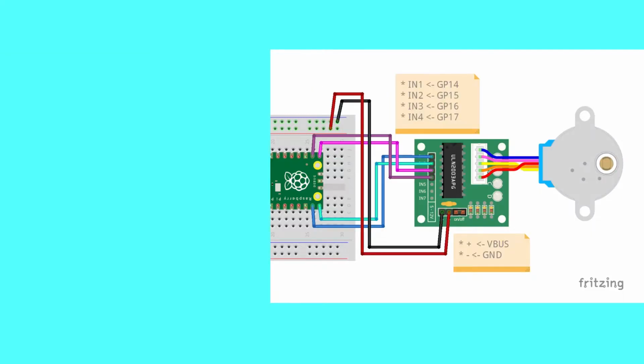For the connections between the Raspberry Pi Pico and ULN2003 board, connect IN1 to IN4 to GP14 to GP17 of Pico. Connect positive terminal to VBUS of Pico. Connect negative terminal to a ground pin of Pico. Notice that the connection between the step motor and the ULN2003 board is a convenient connector cable.